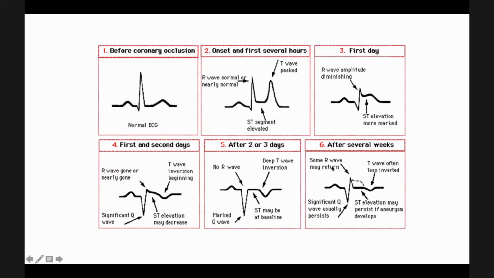Later, after about 2 to 3 days, the ST segment has come down to the baseline, and then there will be deep T inversions. Several weeks later, the T waves get normalized. In some patients it takes more than that as well. Those are the ST and T changes that you see in a typical ST elevation MI.